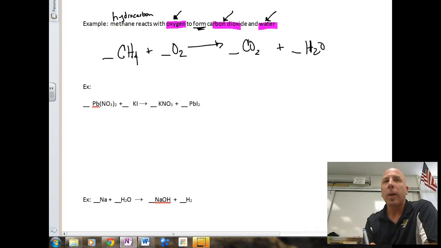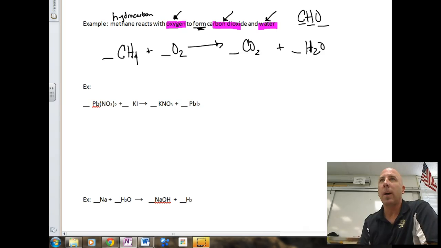Now, if you can recognize this is a hydrocarbon burning in oxygen to form carbon dioxide and water, I say we have a hydrocarbon reaction, and we're going to balance it CHO. And what does balancing it CHO mean? It means we're going to balance carbon first, hydrogen second, oxygen last, and that typically gives us an easy way to balance this equation. So let's balance this CHO because it's a hydrocarbon.